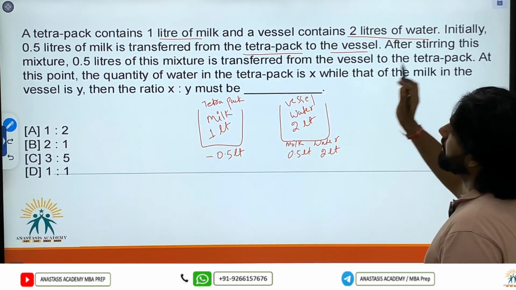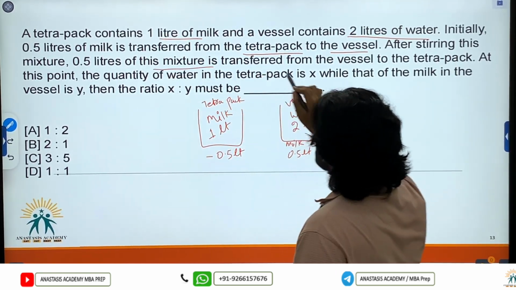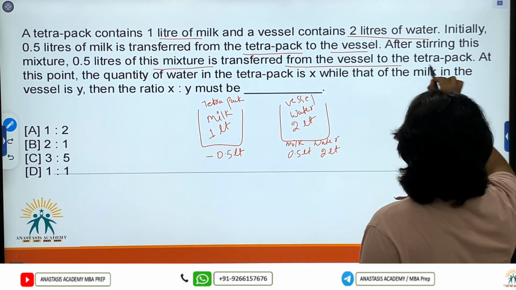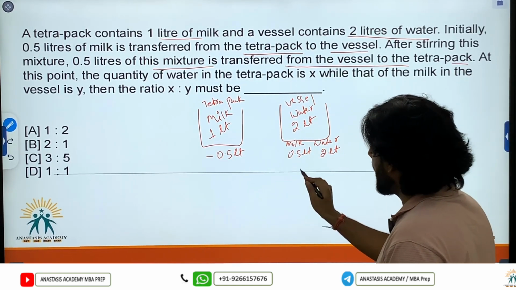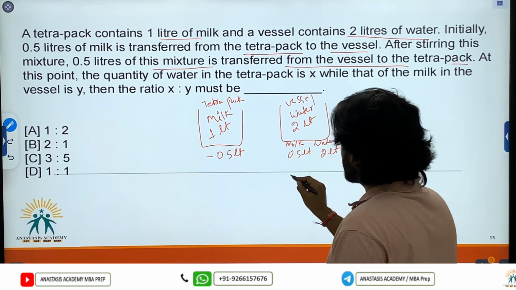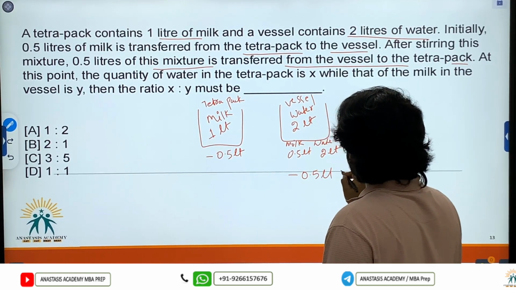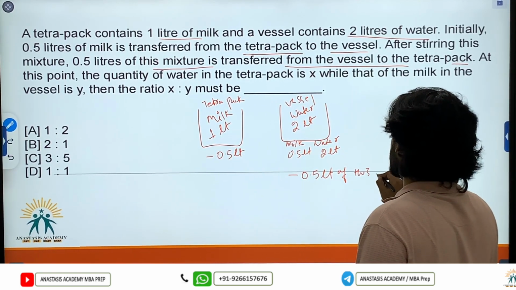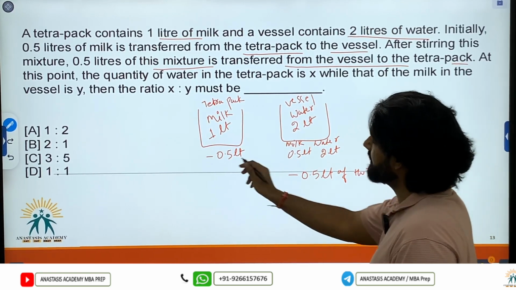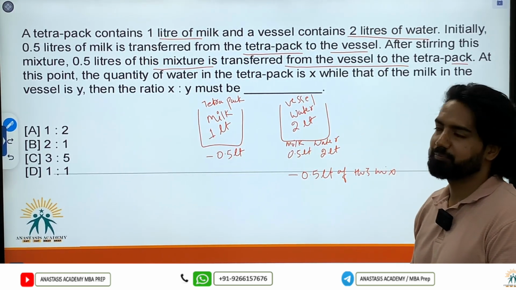Now 0.5 liters of this mixture is transferred from the vessel to the Tetra Pak. Now what are we doing? I am transferring 0.5 liters of this mixture, right? This mixture is transferred back to the Tetra Pak.